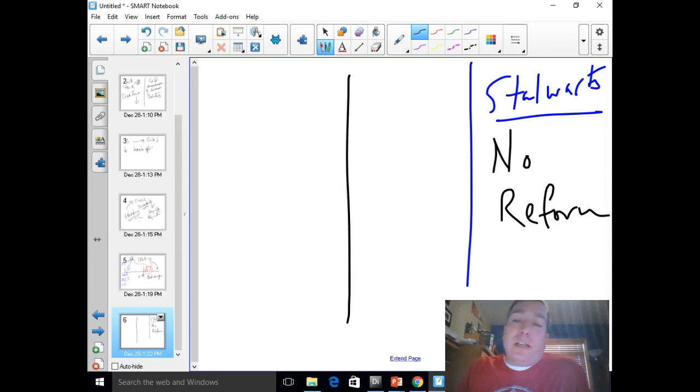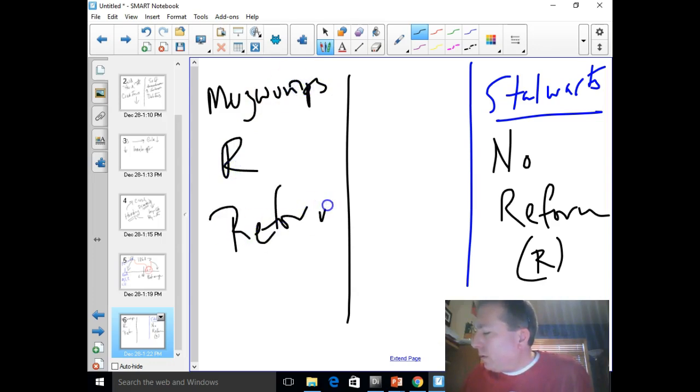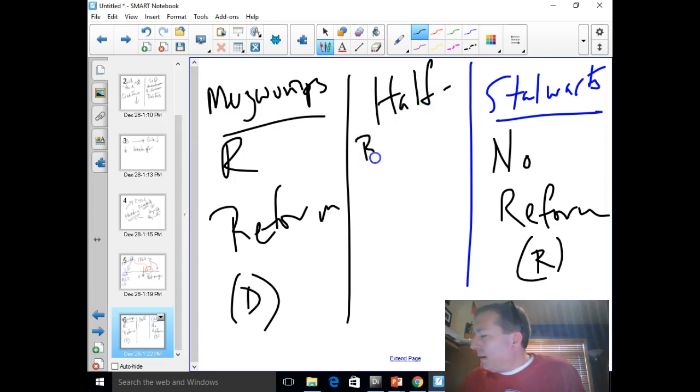Stalwarts are going to be the hardcore Republicans who are always Republican no matter what. But you're going to have two different groups that are coming onto the scene. There are going to be people who come on the scene in this chapter who are known as mugwumps. These are Republicans who want reform, and they're willing to go so far that they're even willing to vote Democratic in the hope that they can get reform done. You finally have in the middle here a group that's going to get the derogatory term half-breeds.